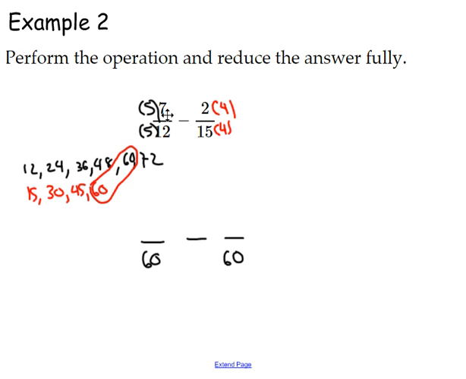So now I just do the multiplication, right? 5 times 12 is 60. 5 times 7 is 35. 15 times 4 is 60. 2 times 4 is 8. Now I could do the subtraction because I have a common denominator. So 35 subtract 8 gives me 27. So I get 27 over 60.